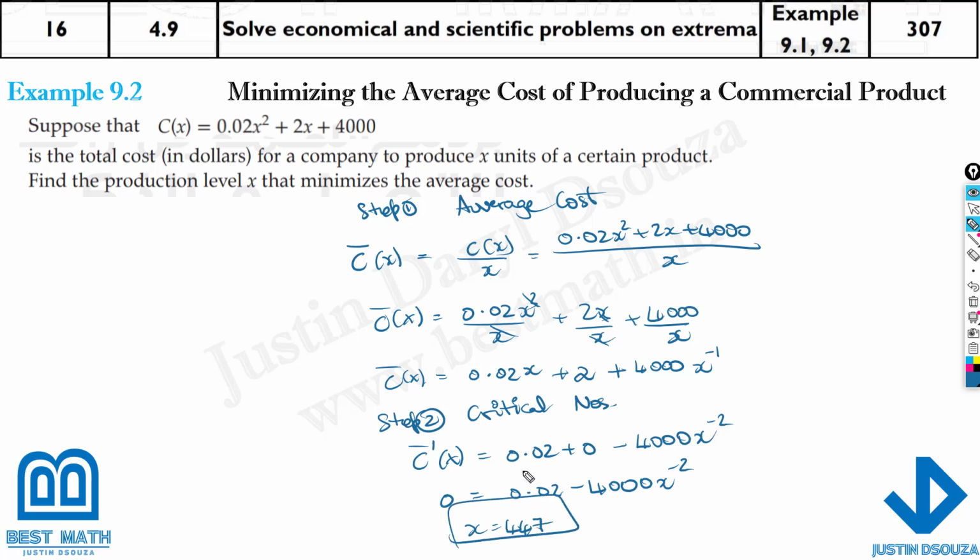Now step 2 is done. What is step 3? Step 3, I'll write it over here, is the minimum x value. The x value which is required to minimize the average cost, isn't it? So what I'll do is, there are different ways. You can even directly find the second derivative, use this x value, solve it up.